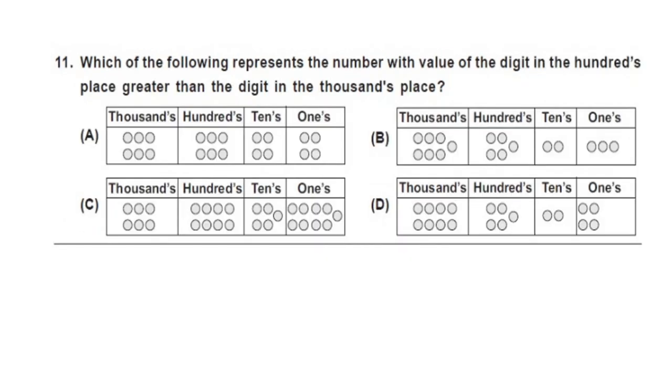Now we go to the next question, which reads, which of the following represents the number with the value of the digit in the hundredths place greater than the digit in the thousands place? Read this question again and understand what they are asking. So you need to find the right answer from A, B, C or D. Your time starts now.